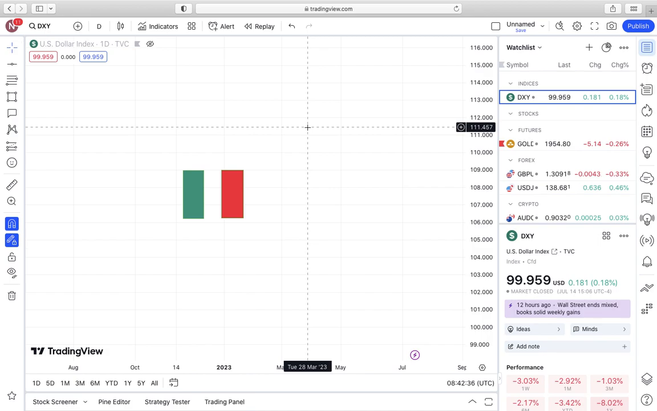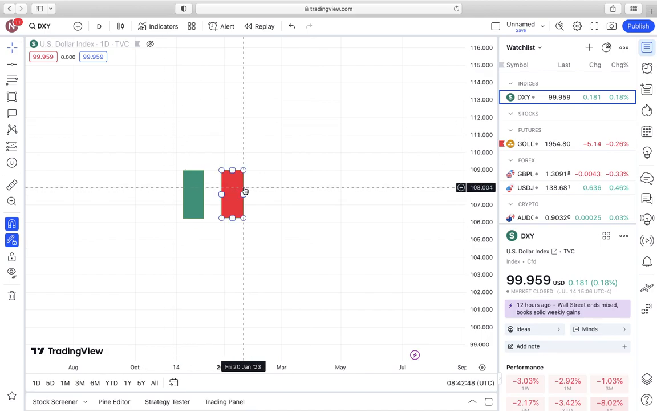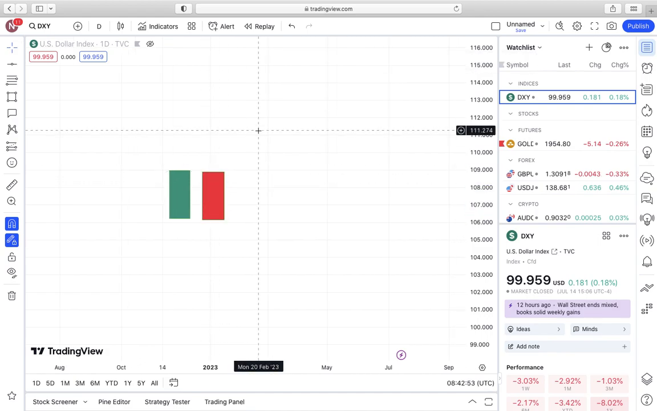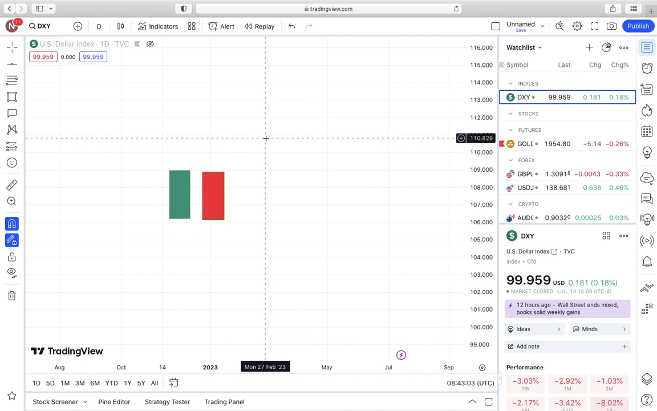A resistance zone is formed when a bullish candle on an uptrend, or at a key zone, is formed, followed by a bearish candle. And I've said a bearish candle is a red candle, and a bullish candle is a green candle. That is how a resistance zone is created.